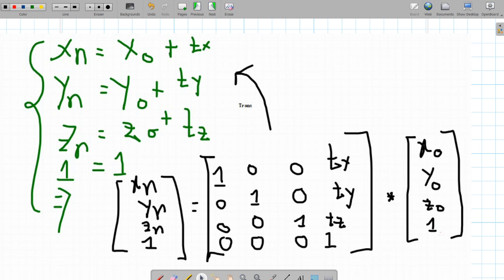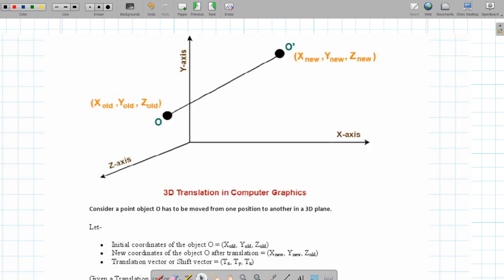Translation matrix in 3D. Let me erase this dirty arrow and put the dirty arrow here. So the derivation was simple. Let me scroll it up.